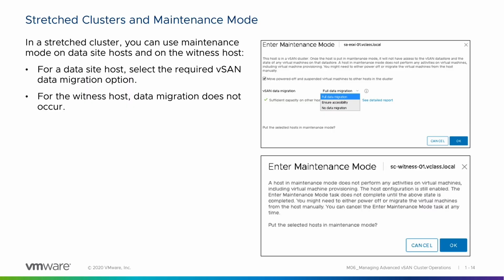Now, when you take a look, what we try to show you here is that when you put the witness appliance in maintenance mode, there's nothing to evacuate. So when you compare what you see, when you try to put a host in maintenance mode versus this witness appliance, the big difference is that with a regular host, you have the 3 typical choices: full data migration, ensure accessibility, and no data migration. That is not the case when it comes to the witness. Remember, you can live without those witness components. As long as you have the majority of the votes, you're still doing okay.